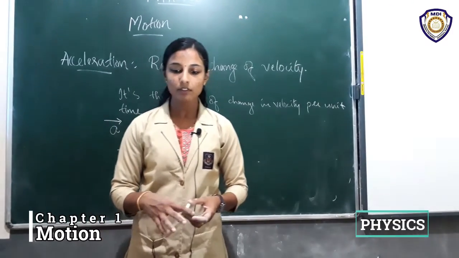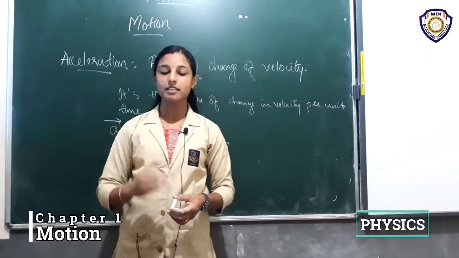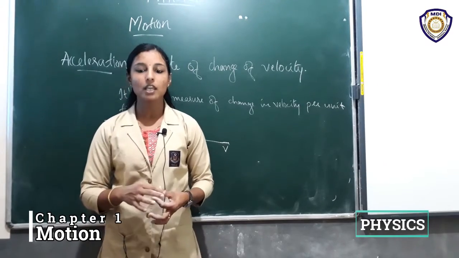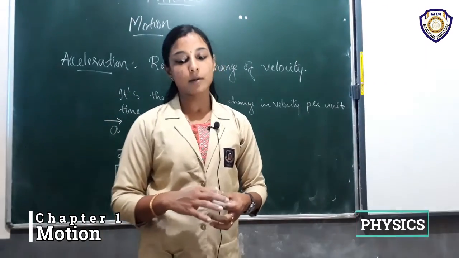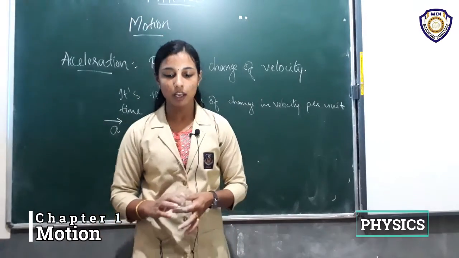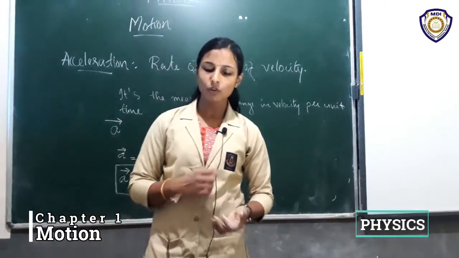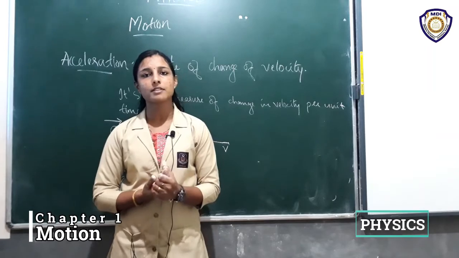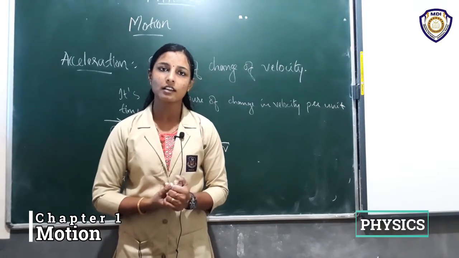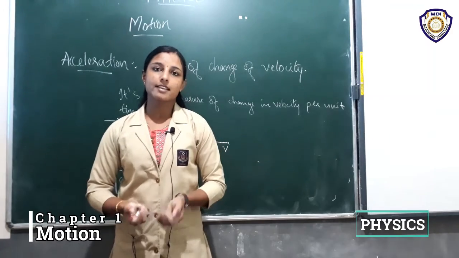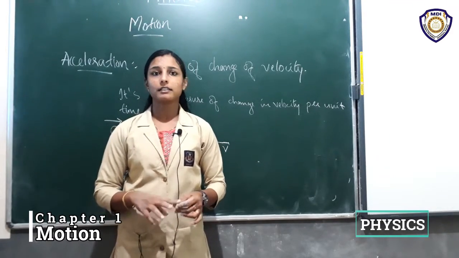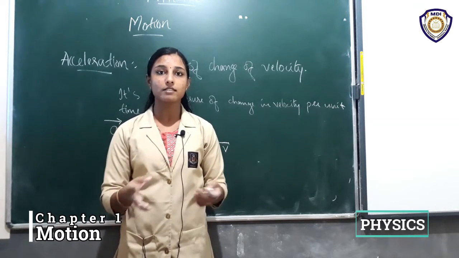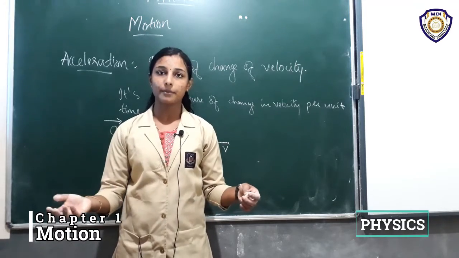If the velocity increases or decreases by equal amounts in equal intervals of time, then it is said to be uniformly accelerated motion. For example, a freely falling body. On the other hand, what happens in non-uniformly accelerated motion? The name itself says that non-uniformly accelerated means the change in velocity may vary with time. That means the amount of change in velocity may vary with time, right?